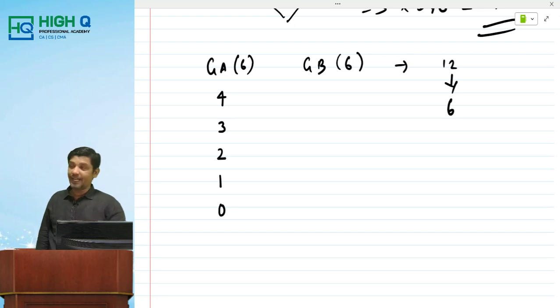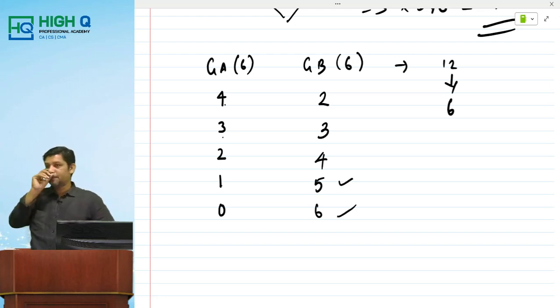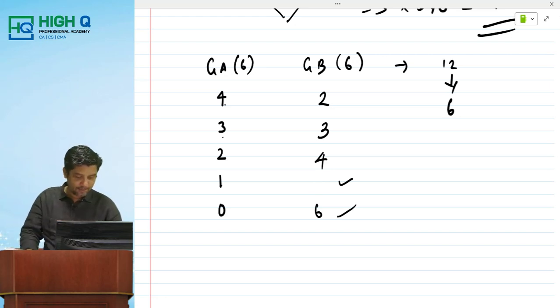Now, if I attempt 4 from group A, how many from group B? Are these two cases possible? Why? Not more than 4. Then 5 and 6 are not possible. Am I right, my dear? So these two cases are not possible.